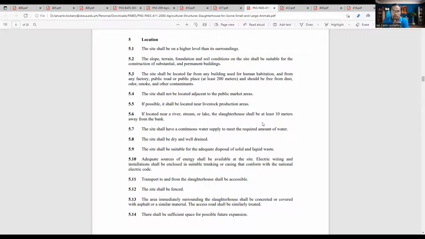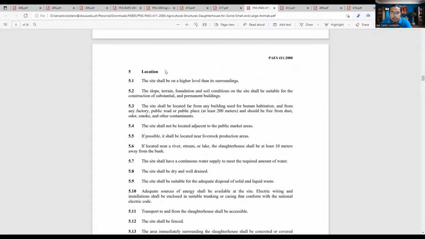If located near a river, stream, or lake, the slaughterhouse shall be at least 10 meters away from the bank. This is in reference, again, probably to the land use plan of the area. Again, in the case of the Philippines, a certain municipality or city would have its own abattoir or slaughterhouse. Okay, it shall be on a higher level than its surroundings.